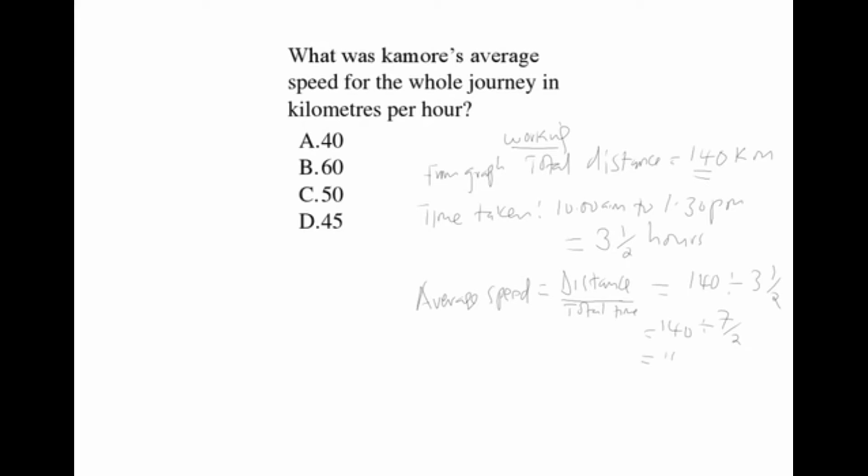So we get 140 times, change the sign, then we take the reciprocal of 7/2, which is 2/7. By 7, 1 by 7, we have 20. Then we have our average speed given by 2 times 20, which is 40, and this one is in kilometers per hour. So we have our correct answer as A.